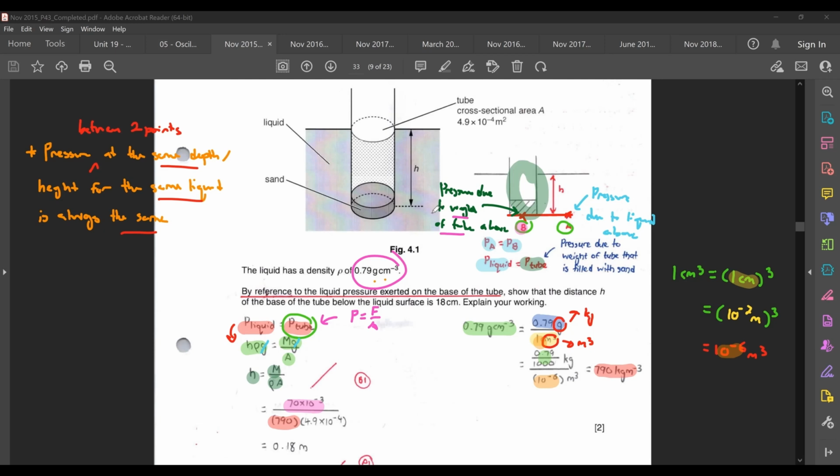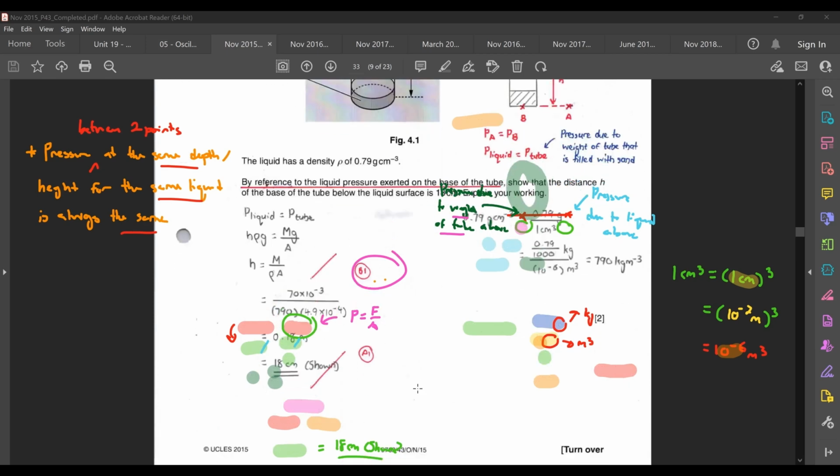And then as for your area, the area is already stated. It's going to be 4.9 times 10 power minus 4. So just put that value in. You will eventually get the answer as 0.18 meter, which is the same as 18 centimeter. So this is now shown.